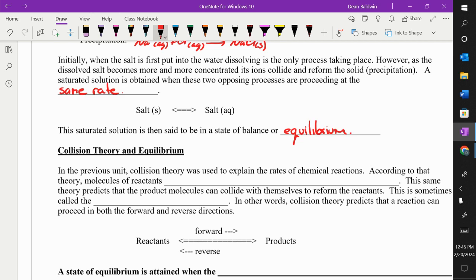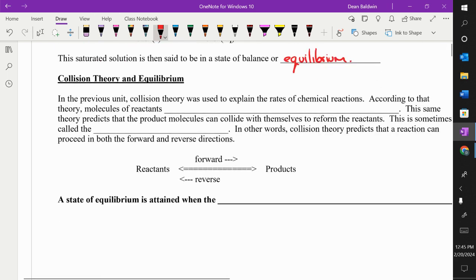So collision theory, back to collision theory. Molecules of the reactants slam into each other. That's how you form products. That's collision theory, essentially, right? You'd have to do it with enough kinetic energy and the right geometry, but basically you're just colliding to form products.